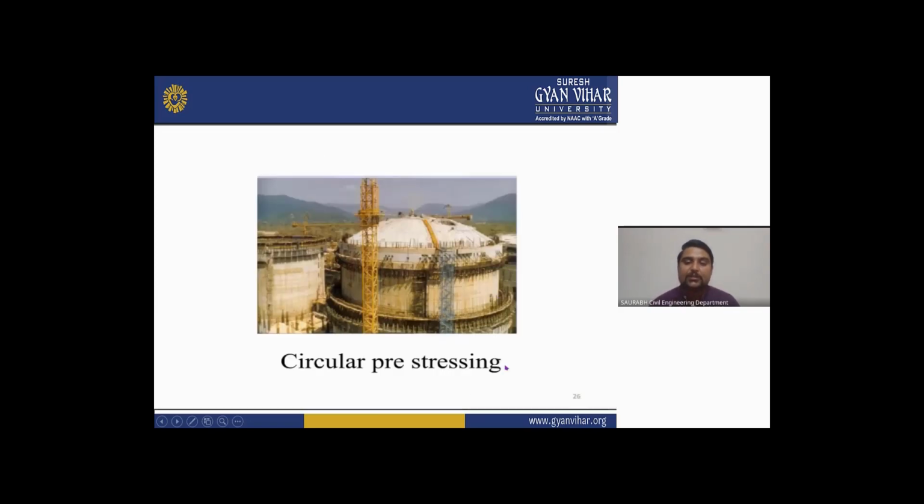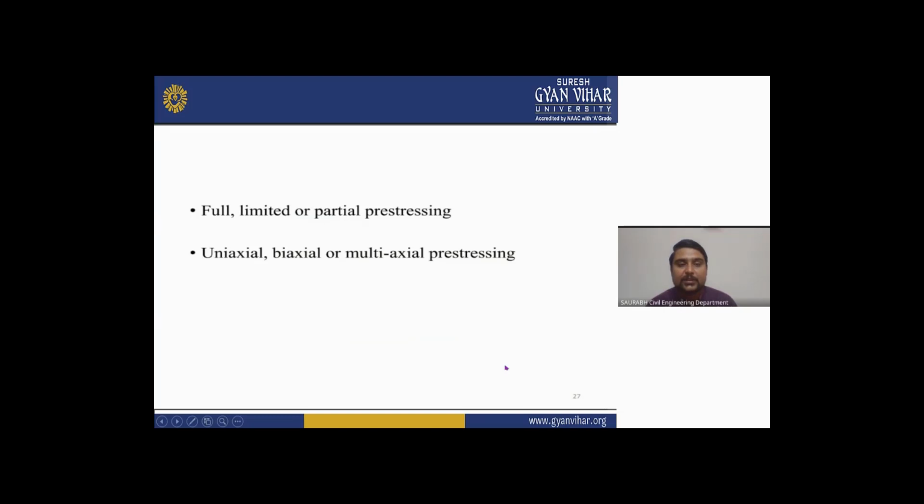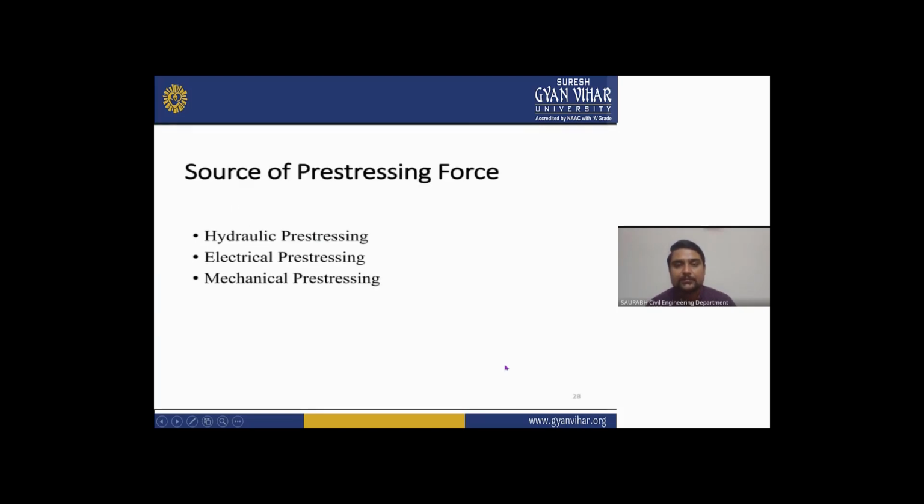Now we will see circular pre-stressing. This is the example of a dome which you can see here in your picture, that is circular pre-stressing. Now fully or partially limited, partial pre-stressing is also a method of pre-stressing concrete, and there is one more: uniaxial and biaxial or multi-axial pre-stressing, which is also used in the preparation of concrete members.